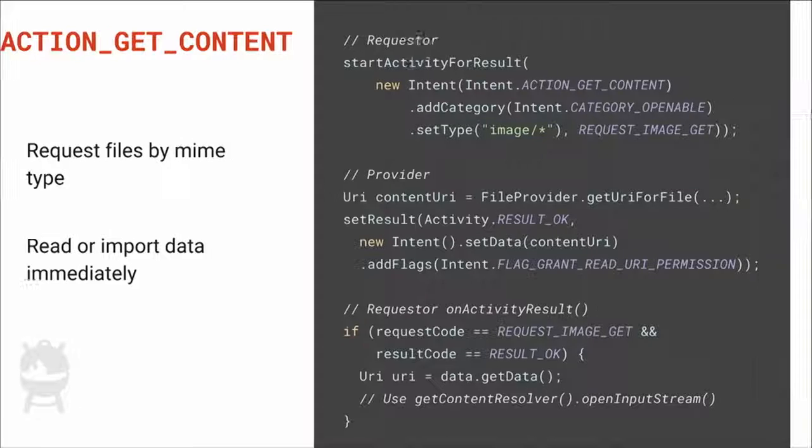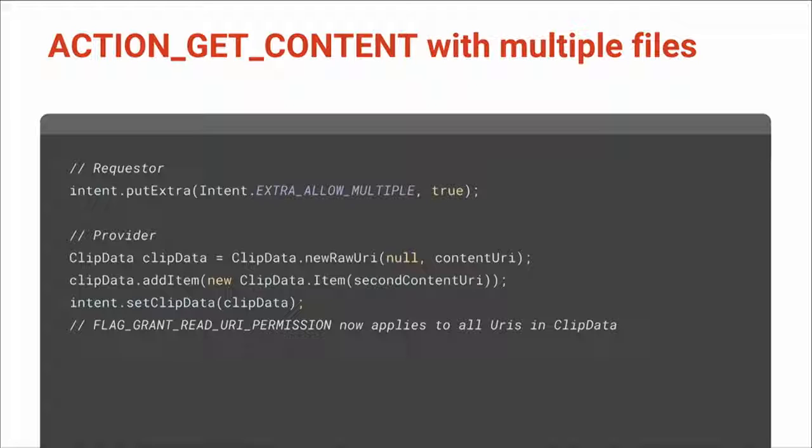Now, the nice part about get content is you can actually do it with multiple files. So extra allow multiple true, and all of a sudden, assuming the providing app supports it, you can select multiple files. On the providing side, you'd add all of these URIs to what's called clip data. This was introduced in API 16 and allows you to have multiple URIs covered by that same grant read permission. So before we had set data for a single URI, and now we have clip data for multiple URIs.